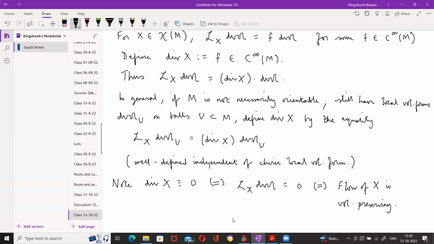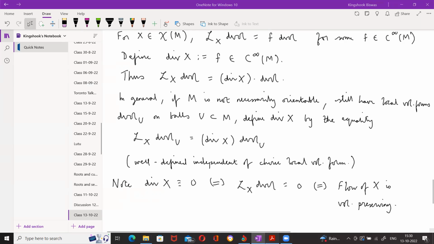Okay, so the divergence measures how far the flow of X is from being volume preserving. All right? Yes, right. Okay. Yes, Utshab, is this all right? Yes, sir.